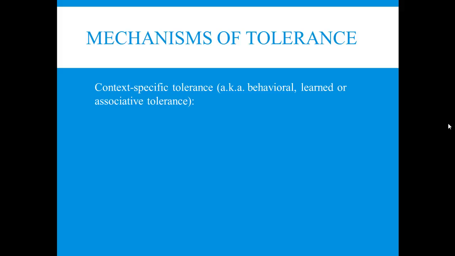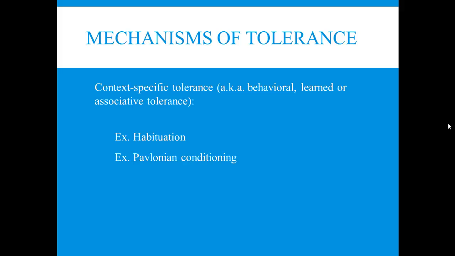Now, the second category is context-specific tolerance, which is also known as behavioral or learned or associative tolerance. In your study guide, you may see a question that says, what's the major difference between pharmacodynamic tolerance and context-specific tolerance? The thing here is simply that context-specific tolerance involves learning. Pharmacodynamic tolerance does not. Pharmacodynamic tolerance deals with physiology, biological things. Context-specific tolerance deals with learning.